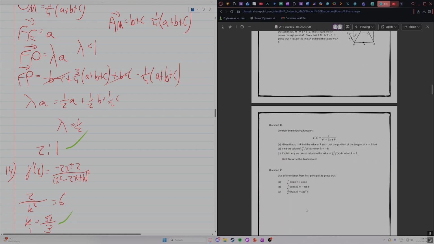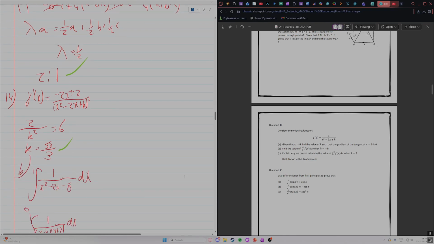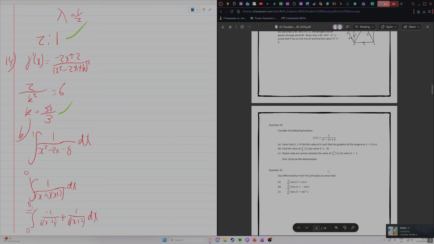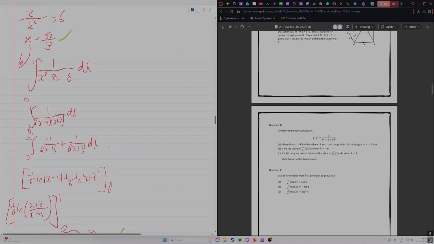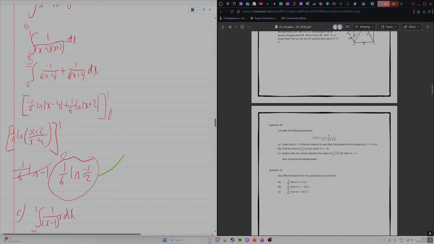Next question, we have some integrations and other stuff. So this is what they were trying to make you think about with this question. So given that k equals 0, find the gradient, blah blah blah. I just use chain rule for this. You differentiate, substitute, get your answer. Then part B, find the value of that when x is 8. Well, this is just partial fractions because you can factorize this.